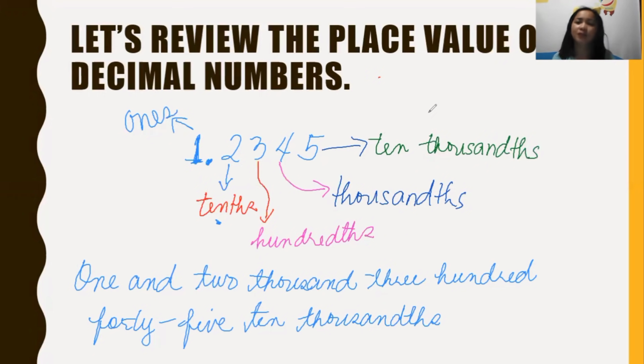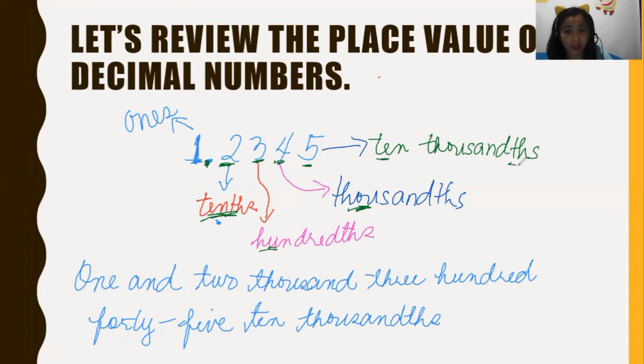Again, now let's review the place value of decimal number. This is the decimal point. After the decimal point are the decimal numbers. To the right of the decimal point are the decimal numbers. So the first place value is tenths. The second place value is hundredths. The third place value is thousandths. And the fourth place value is the 10 thousandths.